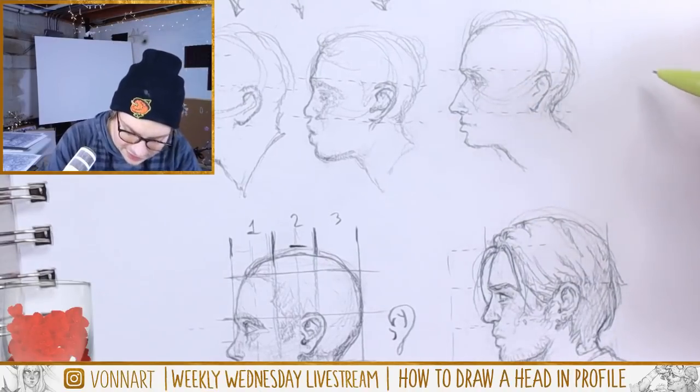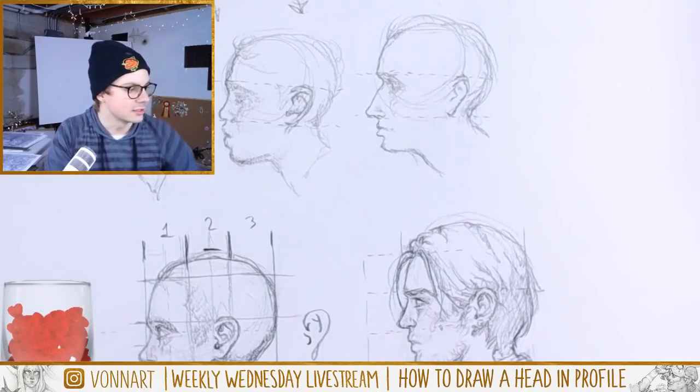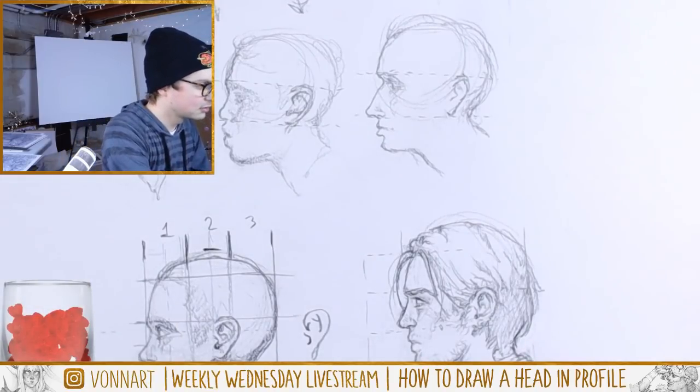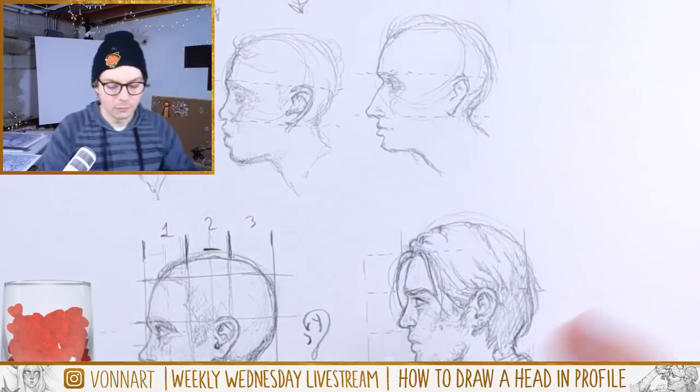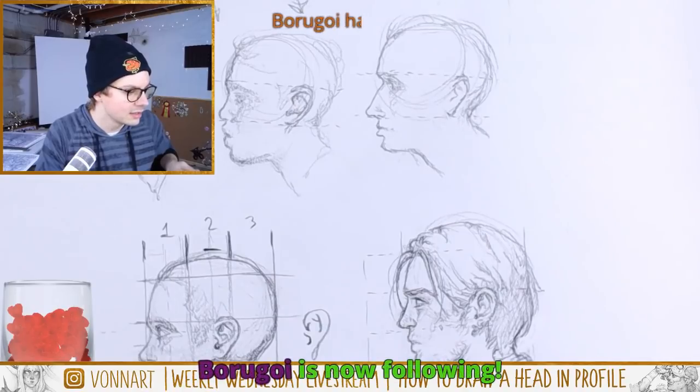So when drawing an aging face, actually, you know what? I'm going to even pull up reference. This is a good example of when you are looking for reference of something that you might not be as familiar with, it's good to do research.